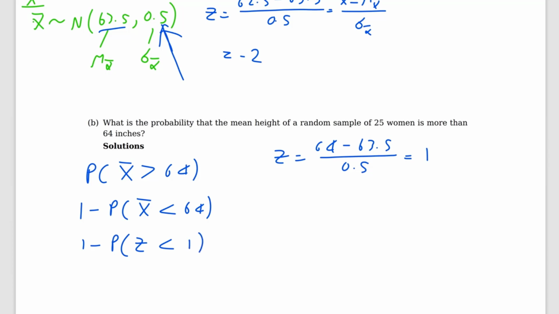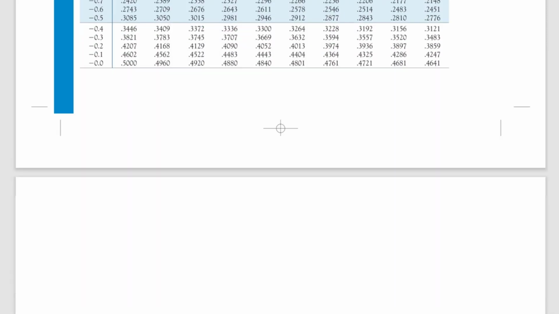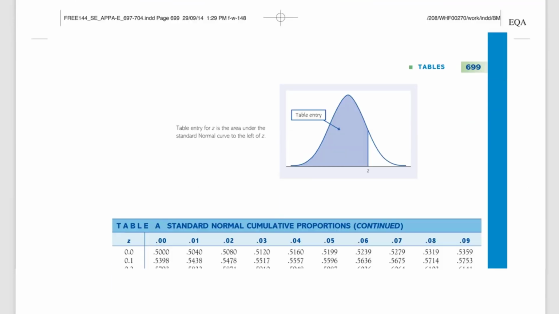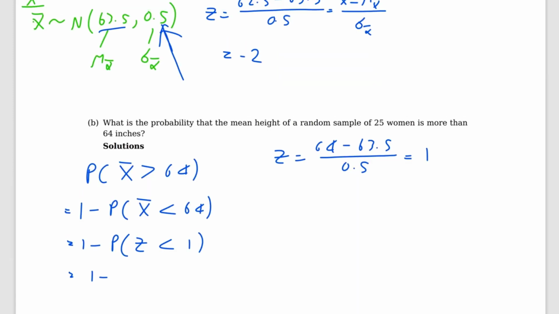Now we can do that. This equals 1 minus z less than 1, which means go to the z table, 1.0, right? You can find 1.0, it is 0.8413. So the answer is 1 minus 0.8413, and this is the probability.